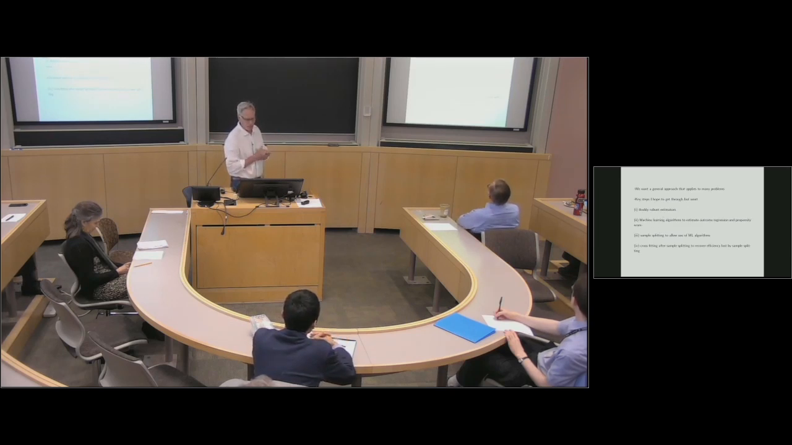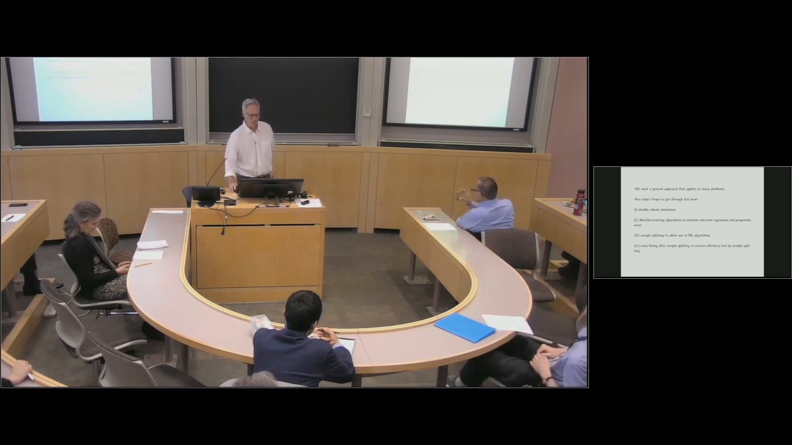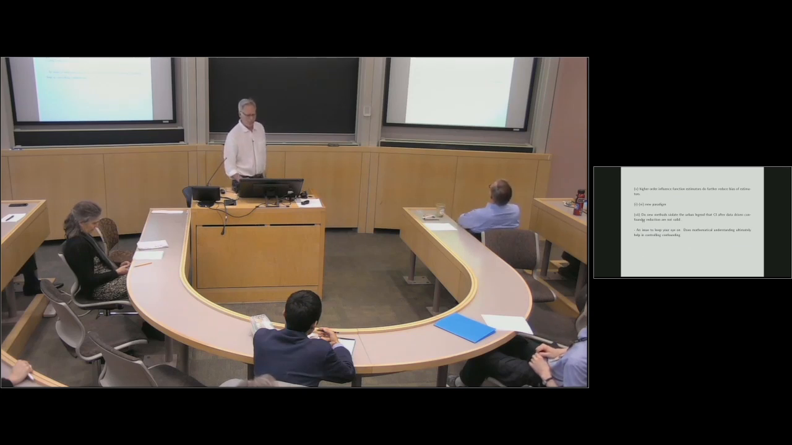Key steps are going to be doubly robust estimators, machine learning to estimate outcome regression and propensity scores, because remember those are regressions, that's what machine learning does. And we're going to talk about sample splitting needed to use ML algorithms, and cross-fitting after sample splitting to recover efficiency lost by sample splitting, and then higher order influence estimators to further reduce bias. And then we're going to discuss, after all this, some philosophical issues.